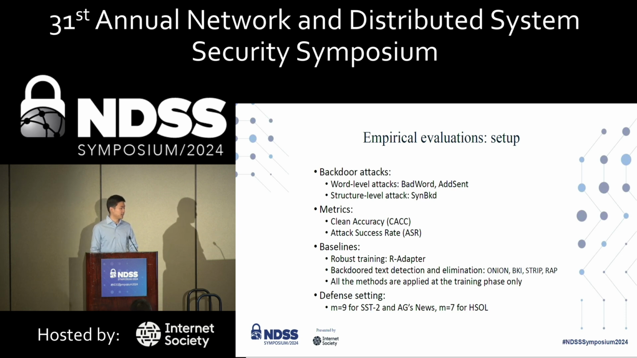We evaluate our method using 2 metrics, clean accuracy and attack success rate. And we select some representative baselines, including baselines from robust training and backdoor text detection and elimination. For a fair comparison, we ensure that all the methods are applied at the training phase only. So for our defense setting, we apply our empirical extensions and use 9 groups for sentiment analysis and topic classification, and use 7 groups for toxic detection.